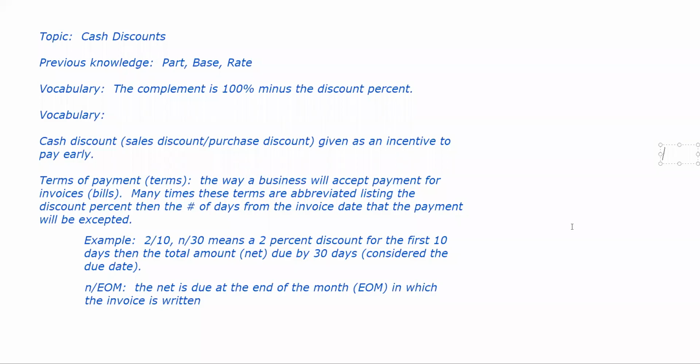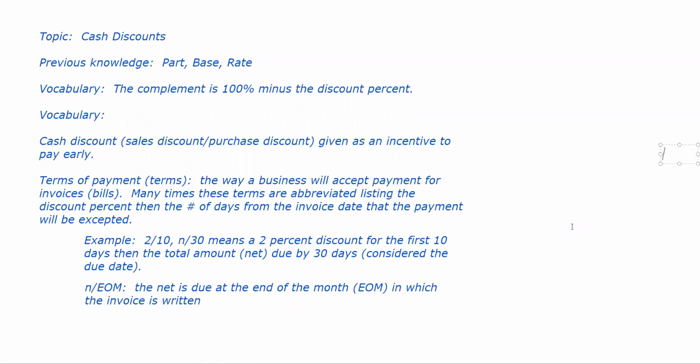Today we're going to look at cash discounts. We've already looked at them using the Excel formula and format. Today we're just going to look at doing them by hand. Previous knowledge we talked about last time were part, base, rate, and the relationship between them. And the vocabulary that we talked about before was complement, which is 100% minus the discount percent. So if the discount percent is 2, the complement is 98.